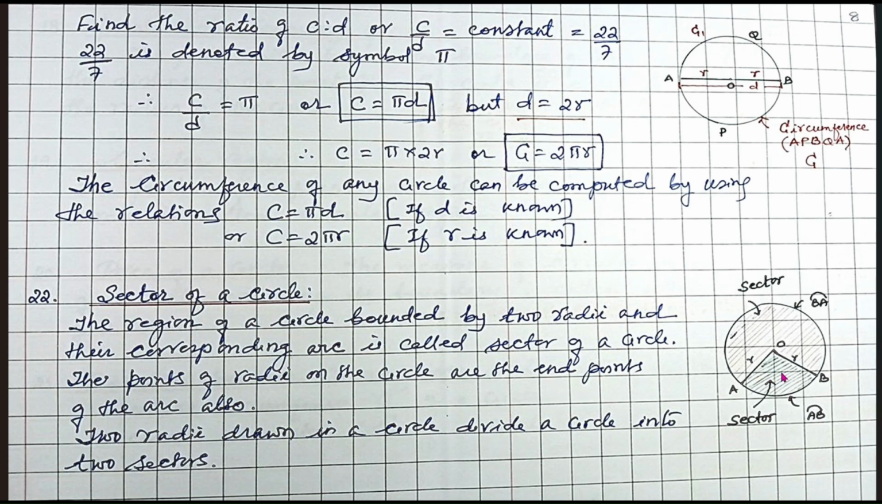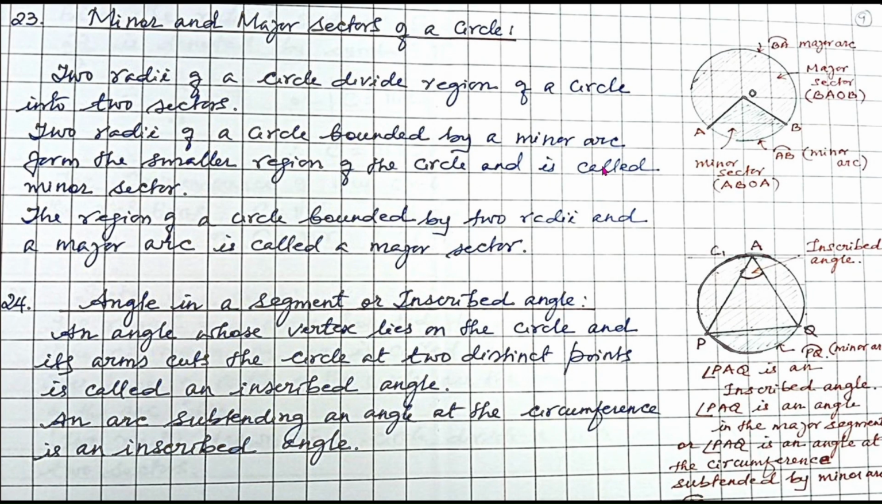Remember that the end points of the radii on the circle are the end points of the arc also. Now two radii drawn in a circle divide the circle into two sectors. Here this is one sector, this is another sector, and these are called the minor and major sector. The minor sector is the region of a circle bounded by two radii and a minor arc, whereas the major sector is the region of a circle bounded by two radii and the major arc.